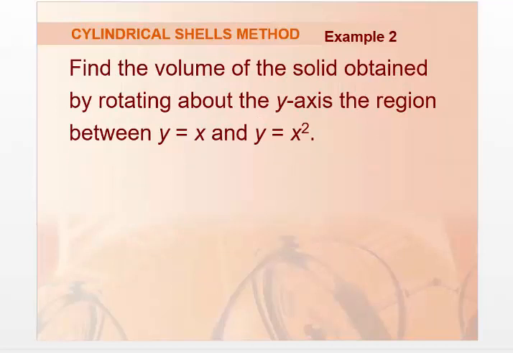All right. So let's find the volume of the solid obtained by rotating about the y-axis the region between y is equal to x and y is equal to x squared. All right, so now here's the thing. If you're going to use the shell method for this, you got to think about this. If you're going to use the shell method around the y-axis, this would be a dx problem. If you were to use the washer method about the y-axis, it would be a dy problem in your integral.